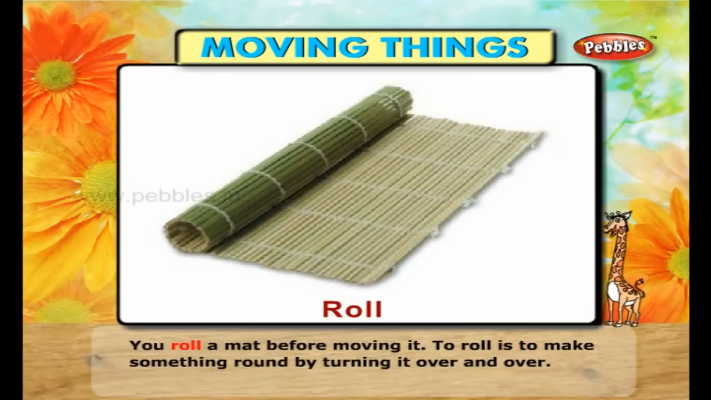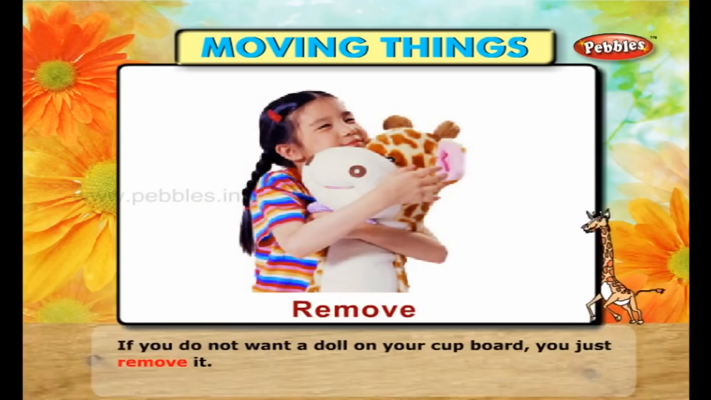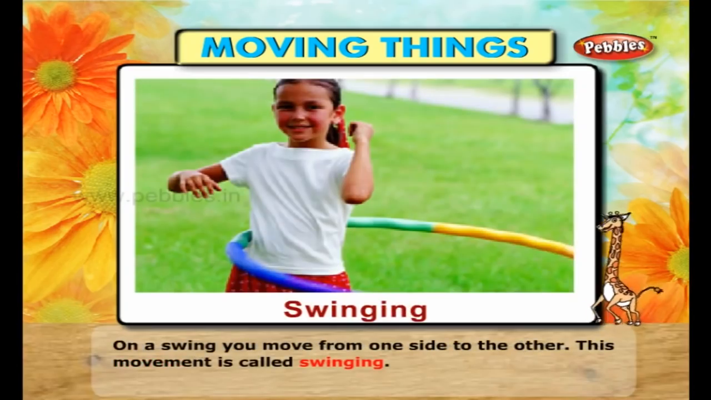You roll a mat before moving it. To roll is to make something round by turning it over and over. If you do not want a doll on your cupboard, you just remove it. On a swing, you move from one side to the other. This movement is called swinging.